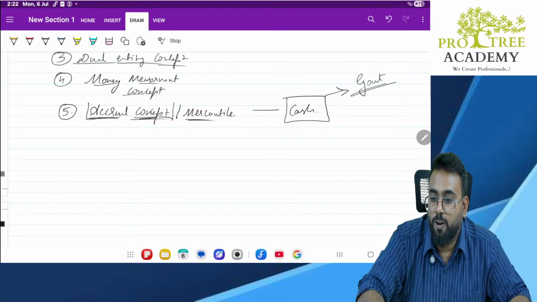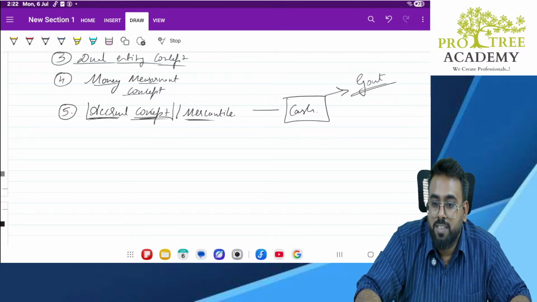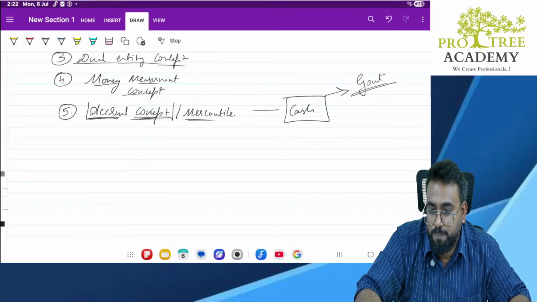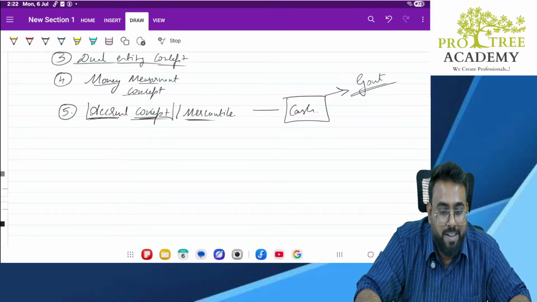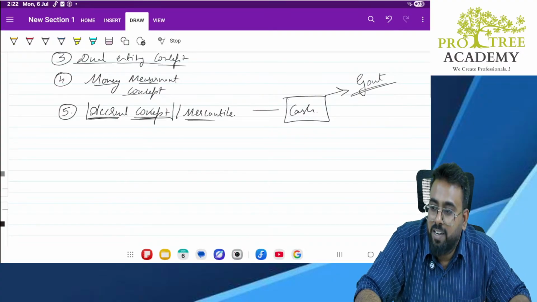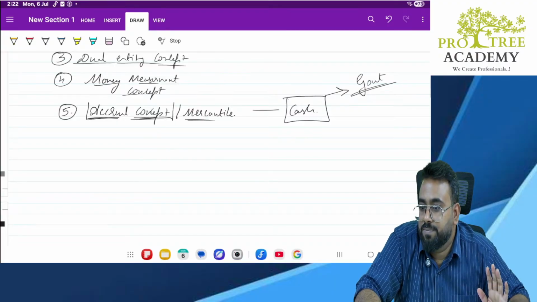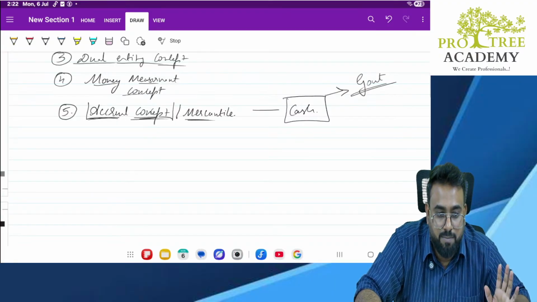Only government follows the cash system of accounting. Why? Because government or government departments don't have anything called a profit motive. Are they here to make profit? Correct or no? So whenever they receive the money, they will record it. Whenever they spend that money on development, they record the expenditure. Only government can follow the cash system.